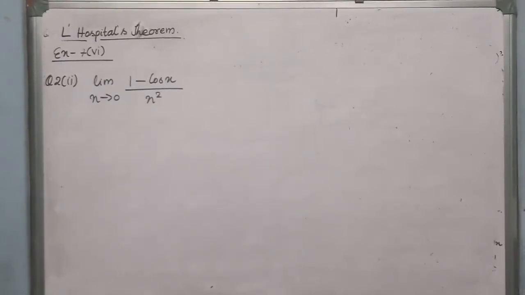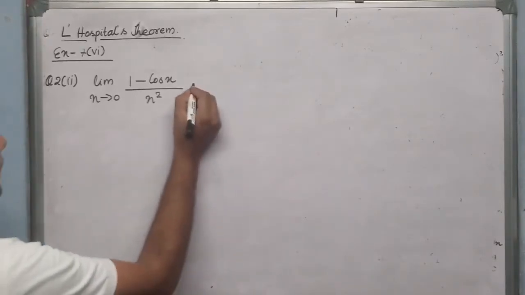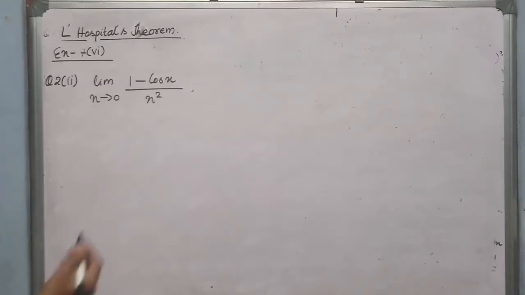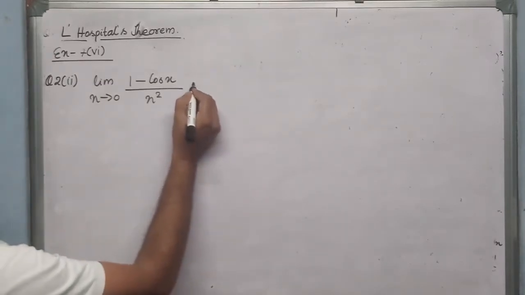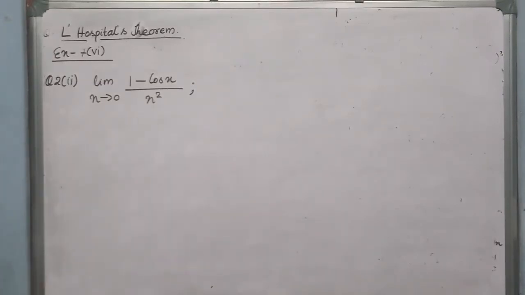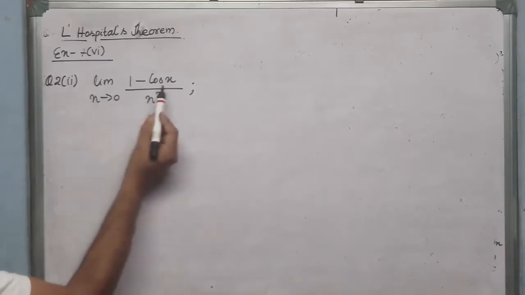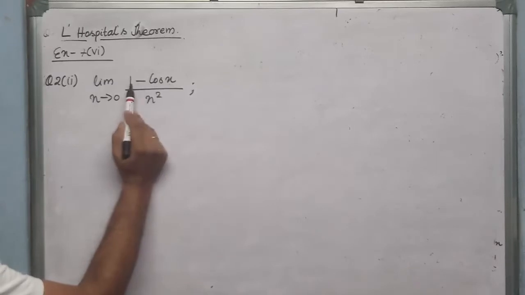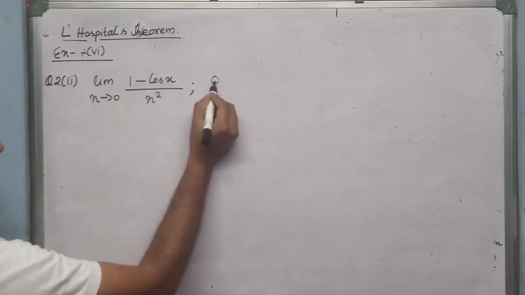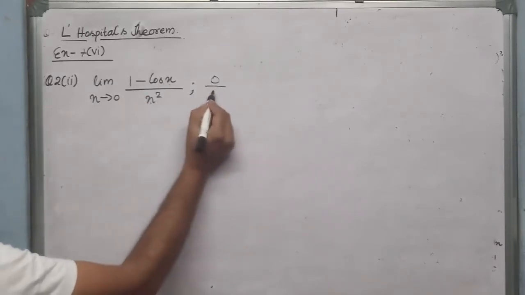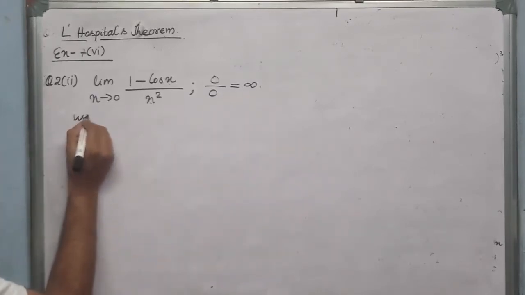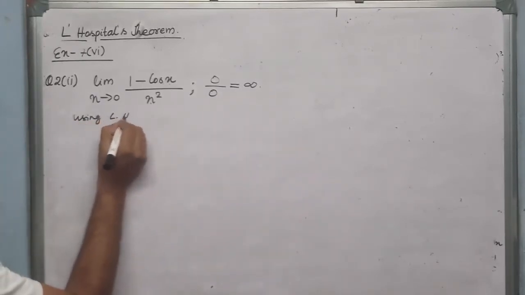Another question: limit x tends to 0, 1 minus cos x over x squared. With it, you have to substitute the initial value. If you are getting an undefined value over here, then we will use L'Hospital's theorem. x tends to 0, over here 0. cos 0 is 1. 1 minus 1 is 0, and 0 squared is also 0. This is undefined. Now I'll use L'Hospital's rule.